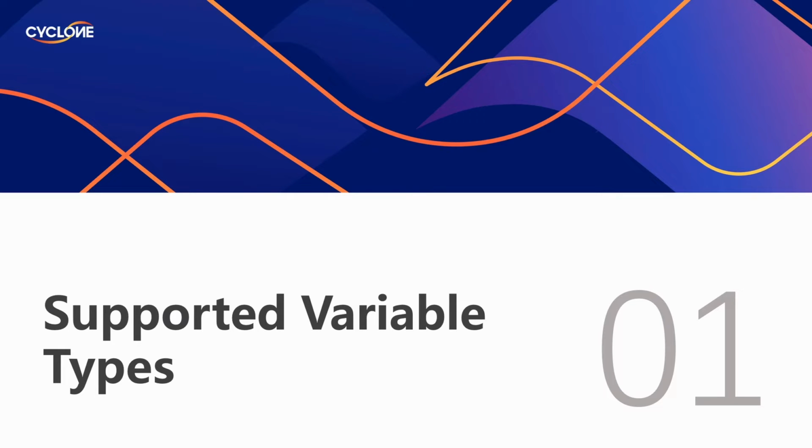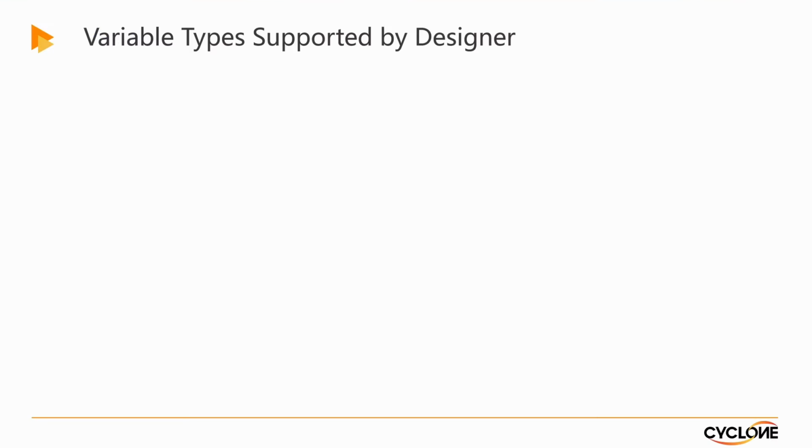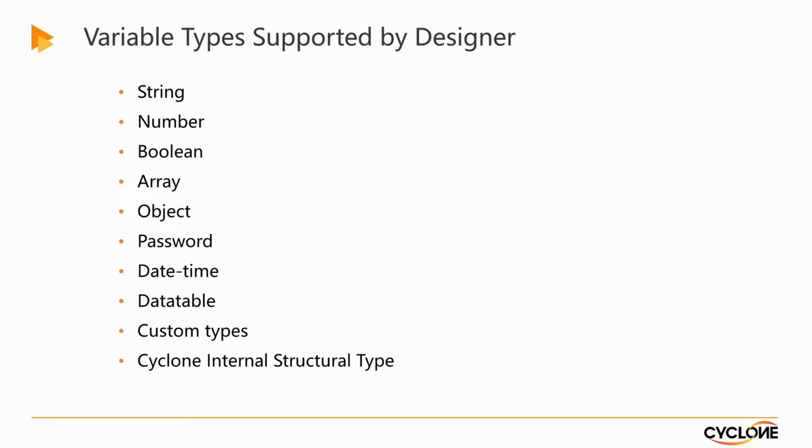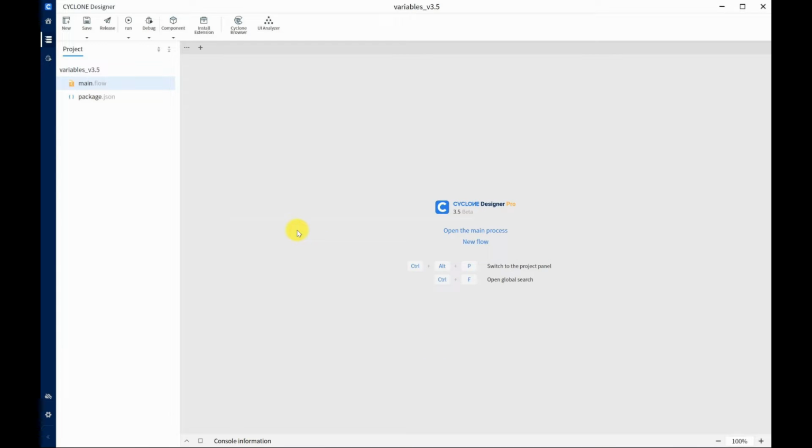First, let's have a look at the variable types supported by the designer. Commonly, these types are string, number, boolean, array, object, password, date/time, and data table. Apart from those, we also have custom types and Cyclone internal structure types. We'll have a deeper look at these types in the demo. Now, I'll give you a demo on variable management in Cyclone RPA Designer.